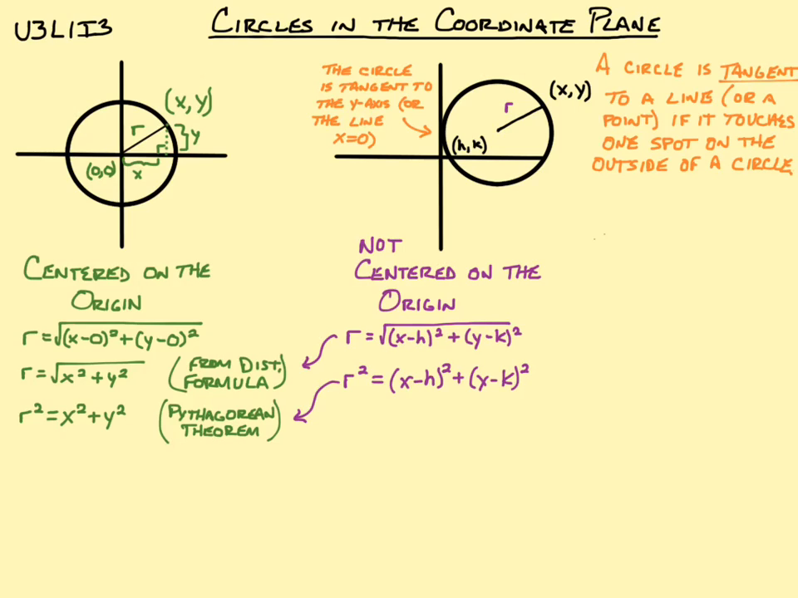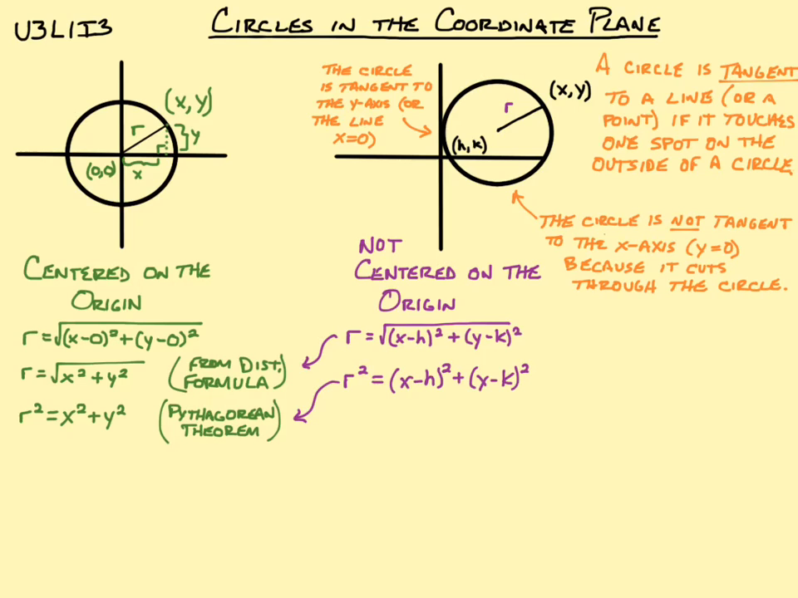So if we look down here, though, the circle is not tangent to the x-axis, or the line y equals 0, because it cuts through the circle. It touches it at more than one point, more than one spot on the outside of the circle. So this is not tangent. Tangent means it's just kind of grazing by the circle, okay? So that's kind of defining what a tangent line is.